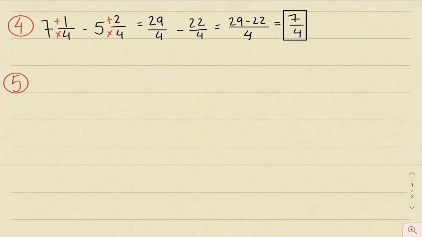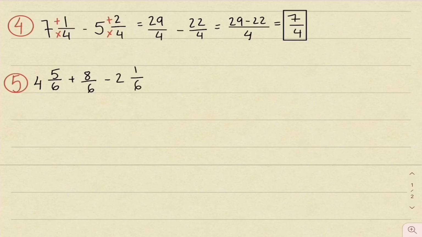Example 5: 4 and 5 over 6 plus 8 over 6 minus 2 and 1 over 6. Now the first thing that I'm going to do is convert the mixed numbers to improper fractions. 6 times 4 is 24, plus 5 is 29, plus 8 over 6, minus 6 times 2 is 12, plus 1 is 13, 13 over 6.